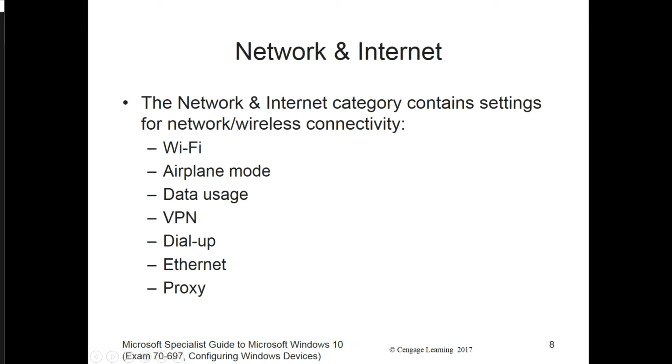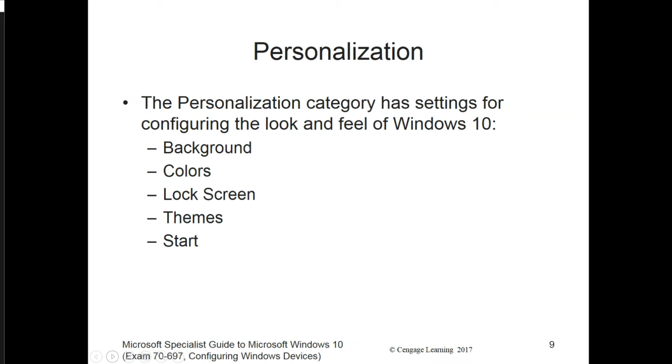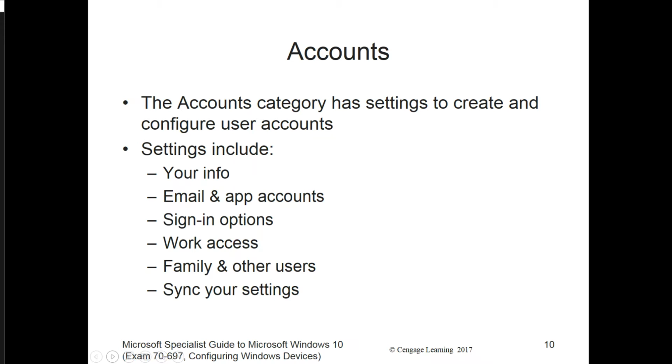So next up, we're looking at network and internet, and I'm going through each one of the things that we talked about in that overall settings window. The network and internet category contains things that deal with network and wireless connectivity. So we've got Wi-Fi, airplane mode, data usage, VPN, dial-up, Ethernet, and proxy. And if we want to configure any of those, it's just a straight shot right to them. The personalization settings we can deal with are background, colors, lock screen, themes, and Start. When we deal with accounts, it's user account information, your info, your email and app accounts, sign-in options, work access, family and other users, and sync your settings.